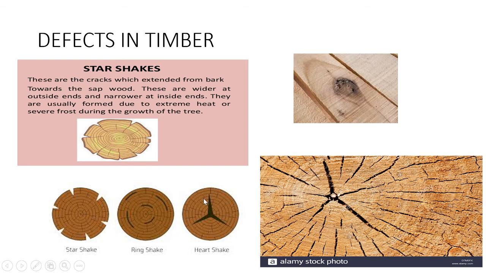Heart shake, you can see this is a type of defect. This is happening at the center, or we can say at the heart point. It will look like a star when it expands towards the bark. This is our knot. This is another type of defect.